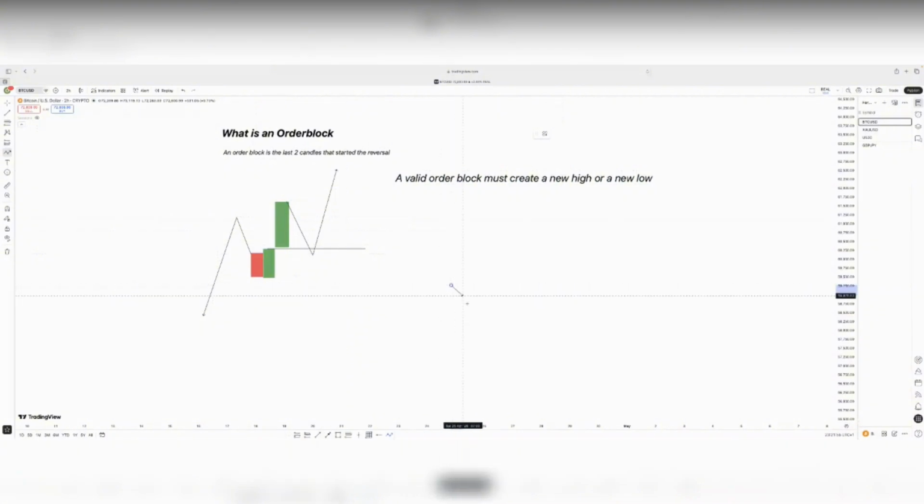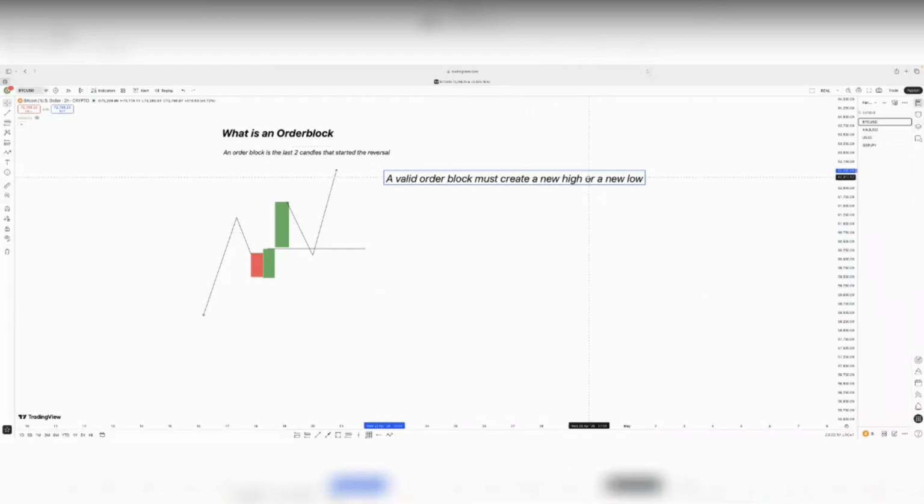So if you see something like this, I don't consider this my order block because it never created a new high. But if it immediately creates a new high, this becomes my order block. A valid order block must create a new high or a new low.